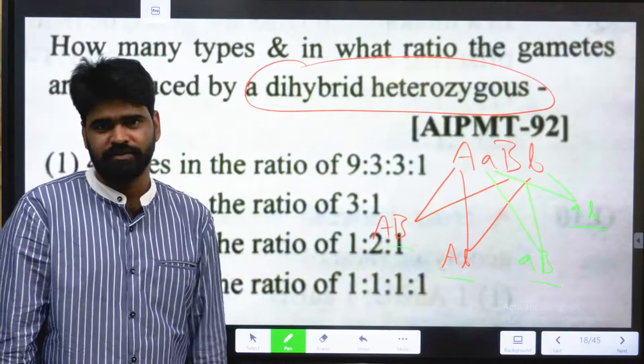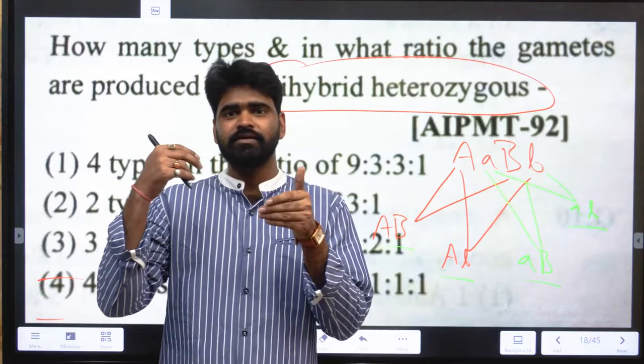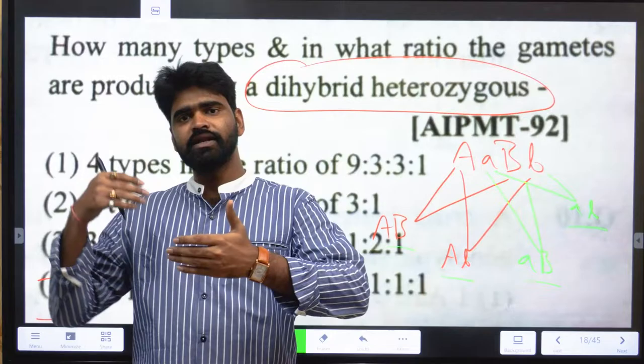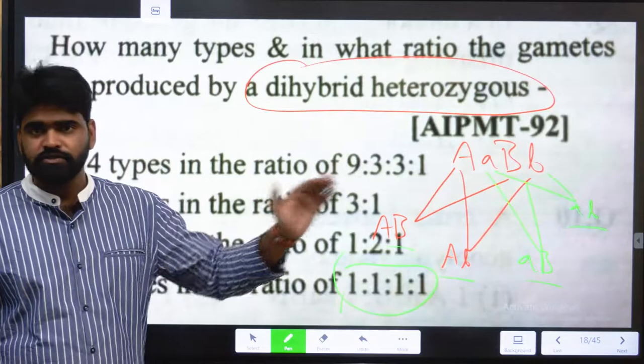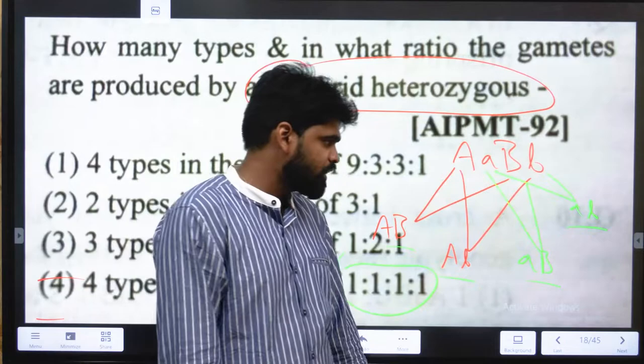Because this is a chance event. What I'm saying here? We say that it is either a boy or a girl. But it's not like after a boy only a girl will be produced. Maybe after a boy another boy, or after a girl another girl. Getting the idea? So, 1:1:1:1. Online batch, people got it?